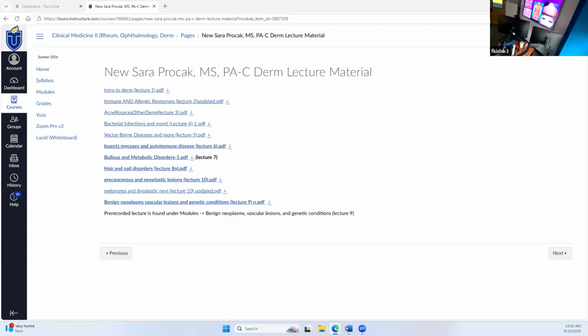Okay, vitiligo. So vitiligo is going to be a condition where basically you're going to have destruction of the melanocytes. They are not going to have any melanin. It's going to lead to depigmentation of their skin.